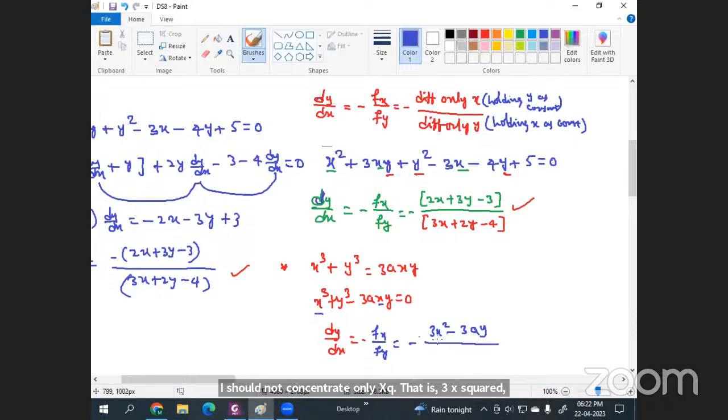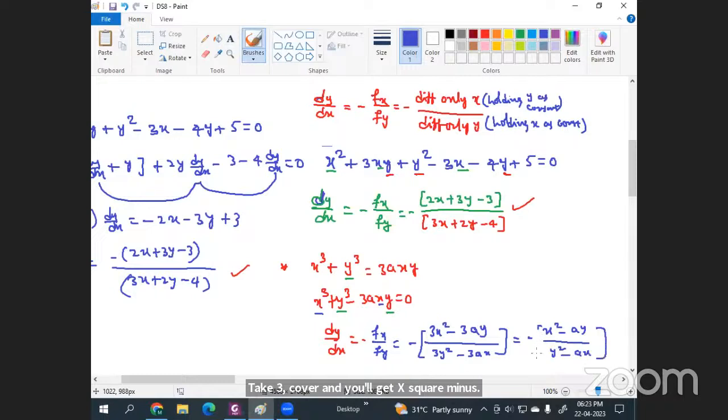By denominator, y cube derivative is what? 3y square. Now only y I have to differentiate. Right? Now 3y square minus 3ax. That's all. Take 3 common and you will get x square minus ay by y square minus ax.